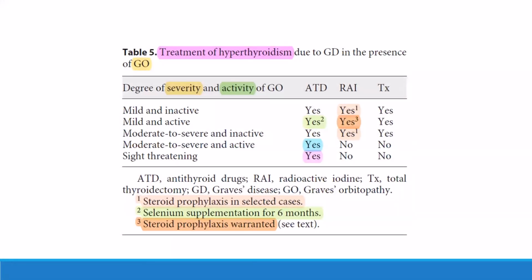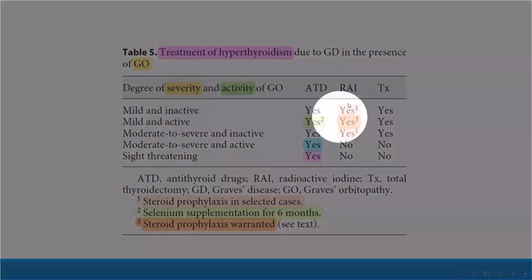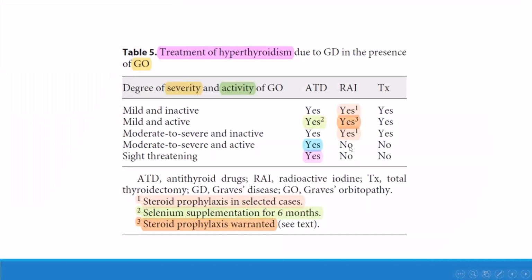And this is how to treat Graves' disease in the presence of Graves' orbitopathy. Actually, this is very important. Radioactive iodine is not indicated in a case of moderate to severe and active Graves' orbitopathy. In this situation, radioactive iodine cannot be used. And also, of course, in sight-threatening Graves' orbitopathy, radioactive iodine will exacerbate the orbitopathy.